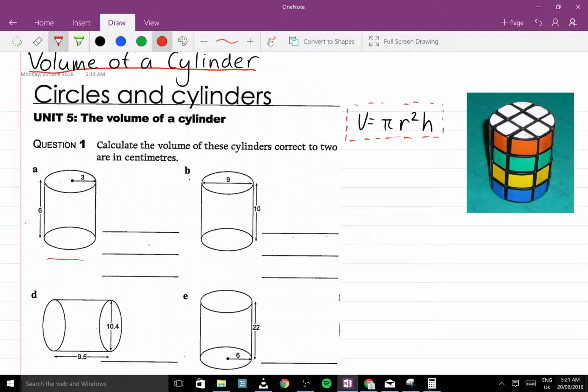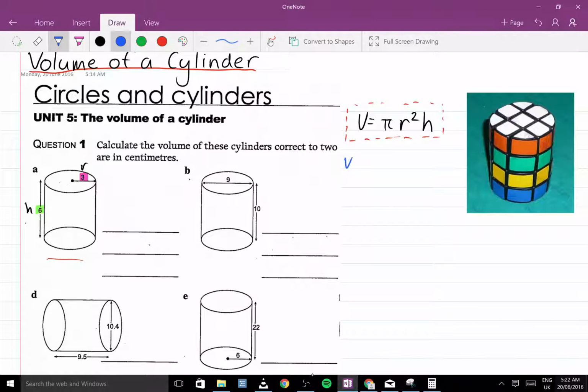So, in order to use this formula, our first job is going to be to rewrite it, but with the numbers here. We're going to substitute those dimensions, the height of 6 and the radius of 3, into our formula. Our 3 is our radius, that's the length from the center of the circle out to the edge, and our height is 6. When we see an R over here, we're going to write 3. When we see an H over here, we're going to write 6.